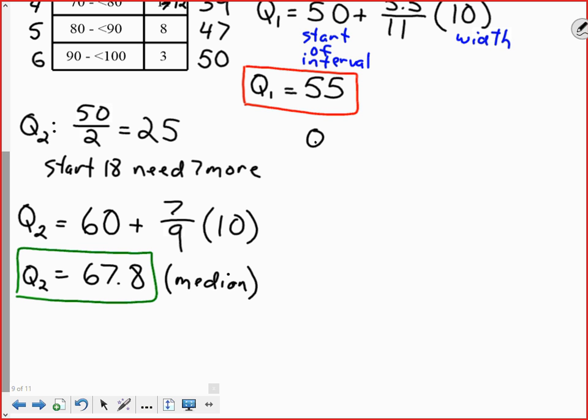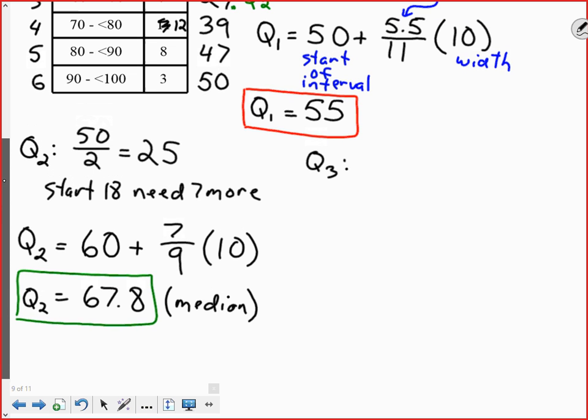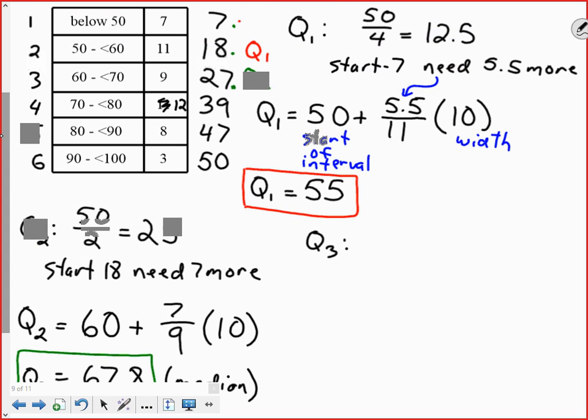All right, let's find our value of Q3 doing the same process. So Q3, we need 3/4 of the way through the data set. So we need 3/4 times 50, which is 37.5. So we want to start up at the top and we want to accumulate 37.5 data points. So 7, 18, 27. Q3 has to be in this interval here because by the time we get to the end of it, we've got 39. So that's a little bit more than the 37.